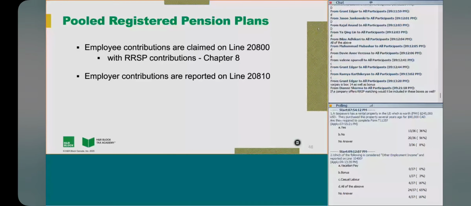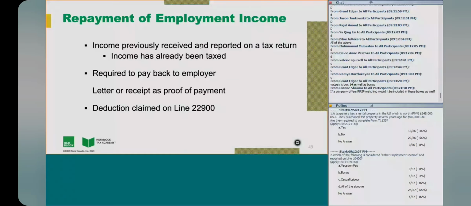Now, sometimes someone has to repay income which has already been paid to them. As a general rule, if the income has been reported on a tax return previously and then has to be returned, this means the person never really received that income. So in the case of people who received COVID benefits and then had to repay them, for example, they get to deduct that income in a future year. In the case of employment income, it's treated as an employment expense, and it's deducted on line 22900.